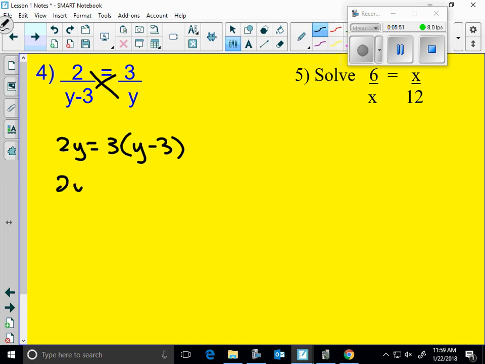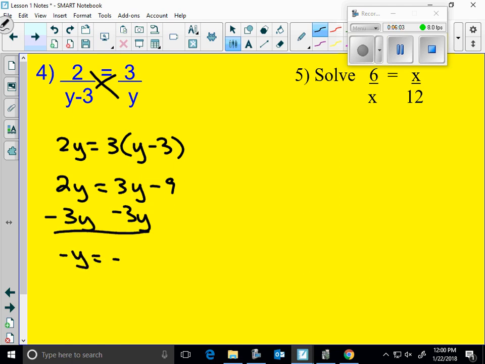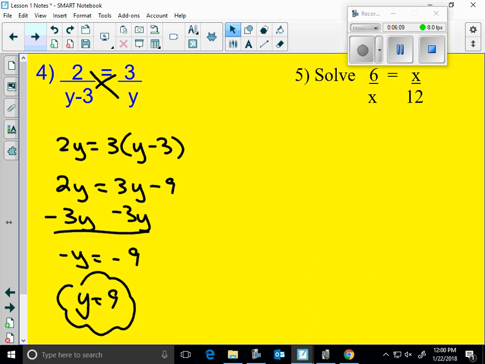Okay, I'm going to distribute the 3 and get 3y minus 9. Looks like I'm going to subtract 3y from both sides. So I get negative y equals negative 9, therefore y equals 9. Superb.